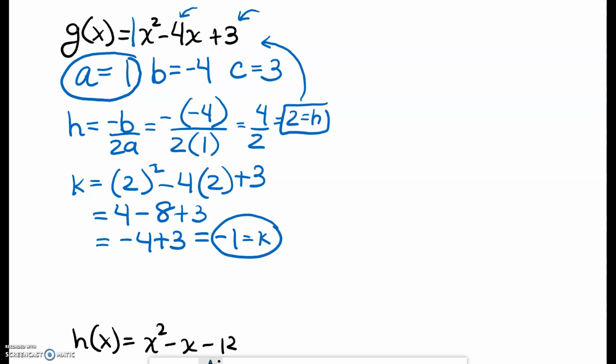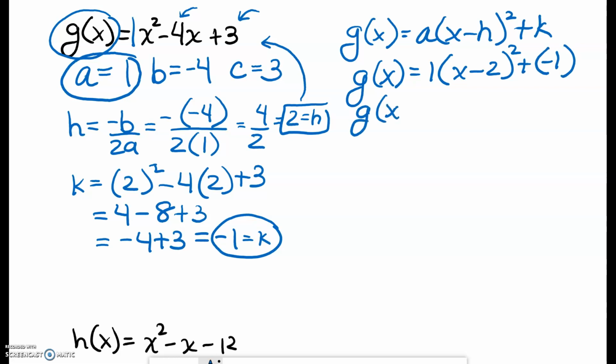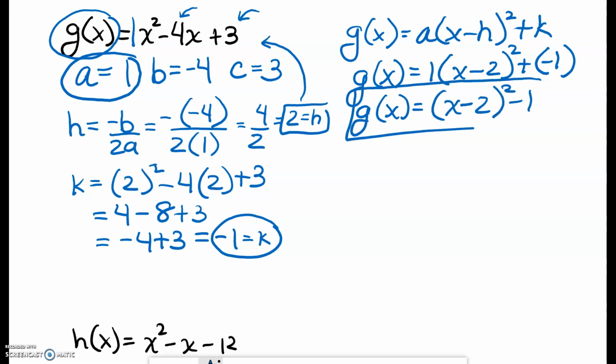So what is my equation going to look like? Well, remember the name of this equation is g of x. So g of x needs to equal a times the quantity x minus h squared plus k. A is 1. H is 2. And k is negative 1. So I'm going to get rid of my double signs, and I don't really need the 1 in front. So there is my g of x.